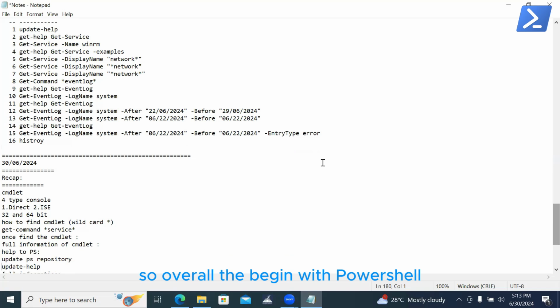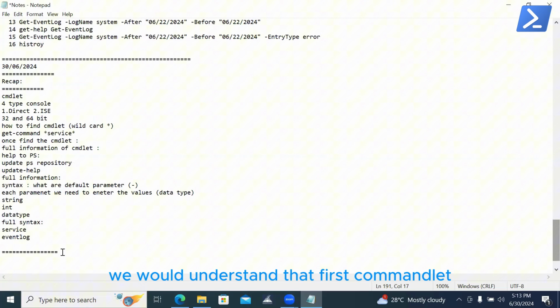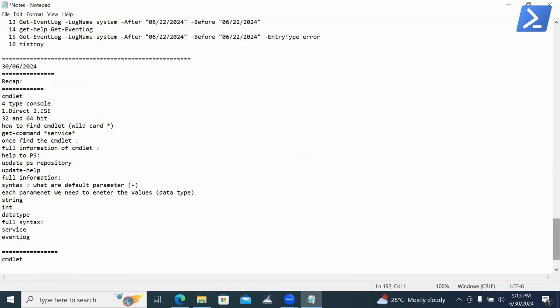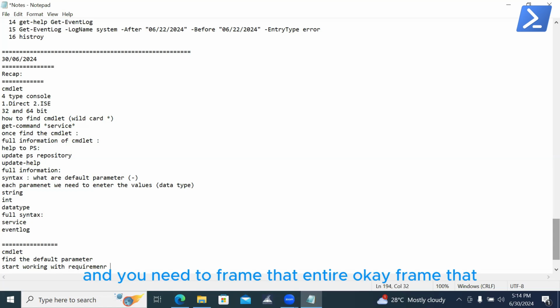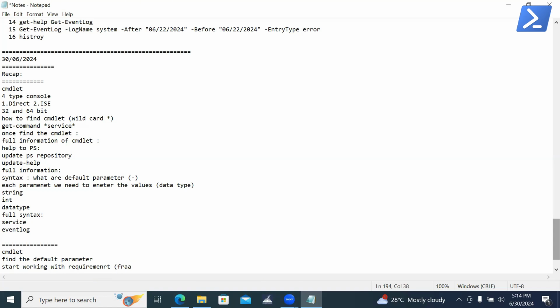So overall, to begin with PowerShell, we would understand first the commandlet, find the default parameters, and start working with the requirement. You need to frame the entire command as actually needed, using parameters and values with their data types. This is the topic we discussed yesterday.